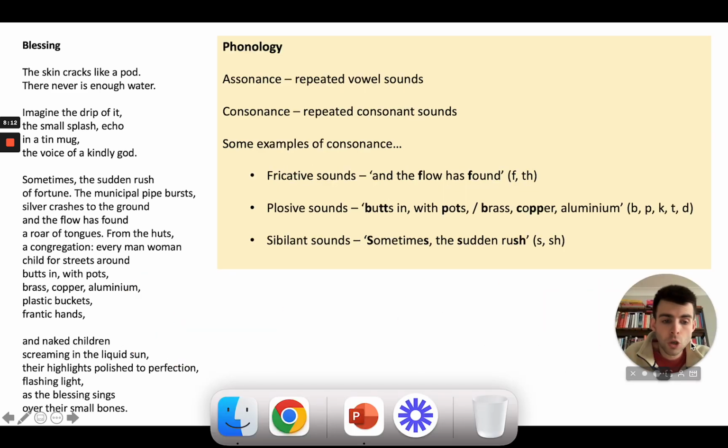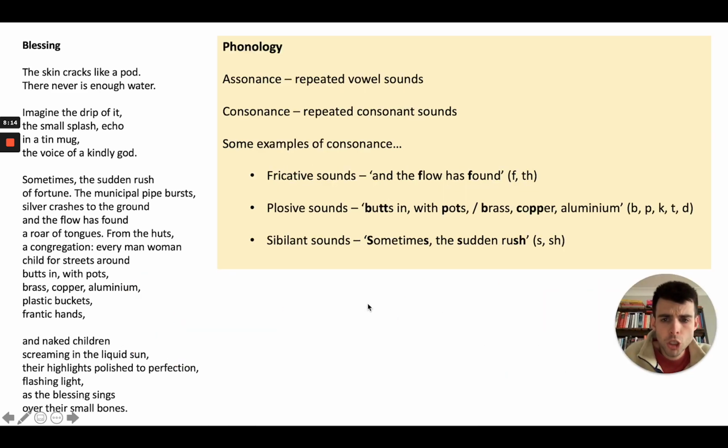Okay, first then, the phonology. We touched on this, but phonology, sound. There are two broad categories of phonology when you're looking at poetry, and that's assonance and consonance. So assonance is repeated vowel sounds. So you can see that on a minimal level with this beginning of the third stanza, the sudden rush. So you've got the repeated sound, which is a vowel sound, isn't it? And so that's an example of assonance.